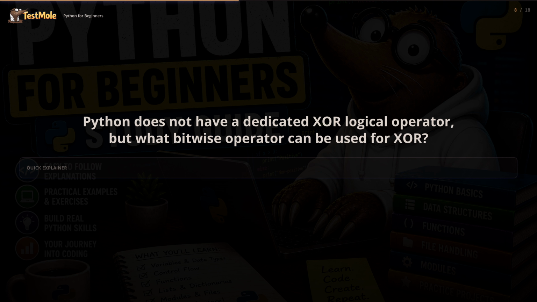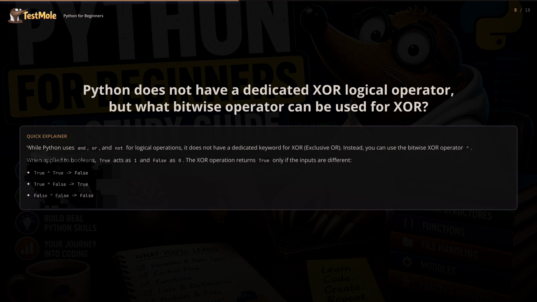Python does not have a dedicated XOR logical operator, but what bitwise operator can be used for XOR? While Python uses and, or, and not for logical operations, it does not have a dedicated keyword for XOR, exclusive or. Instead, you can use the bitwise XOR operator, caret. When applied to booleans, True acts as 1 and False as 0. The XOR operation returns True only if the inputs are different.